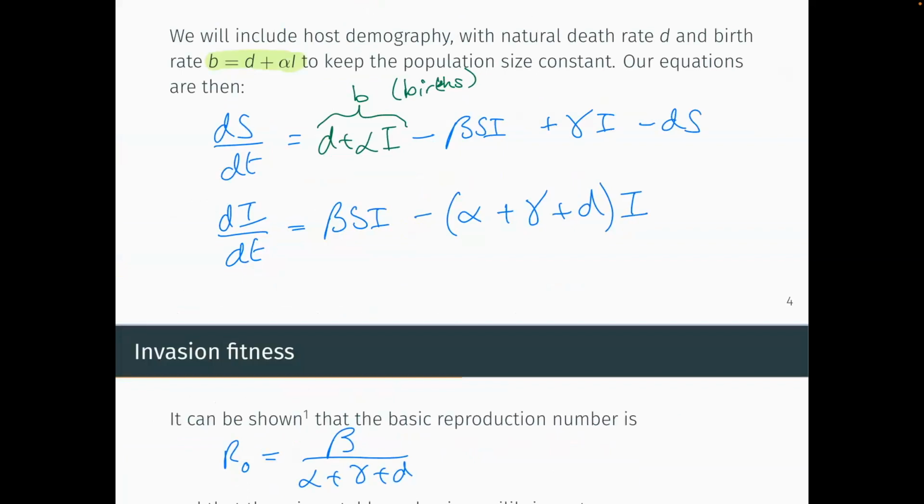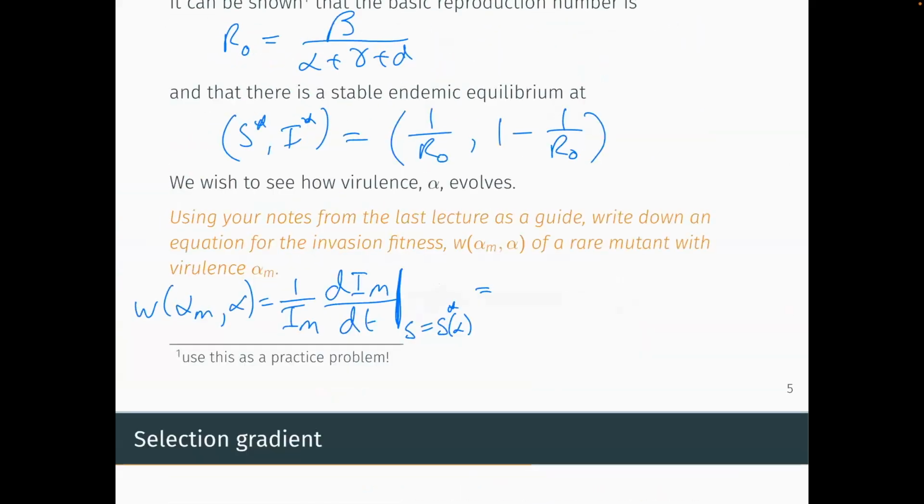Well, we just need to modify this equation up here. Wherever we see an I, we replace it with an IM because we're dealing with our mutant population, not our resident population. Our resident population is given by this I, not I sub M. And then because alpha is evolving, we replace alpha with alpha M. So we're going to have beta times S star minus alpha M. We had this all in brackets. In fact, I'll take it out of brackets now. Minus alpha M minus gamma minus D.